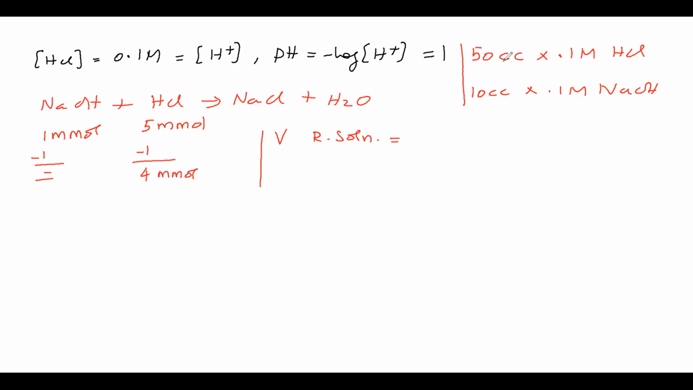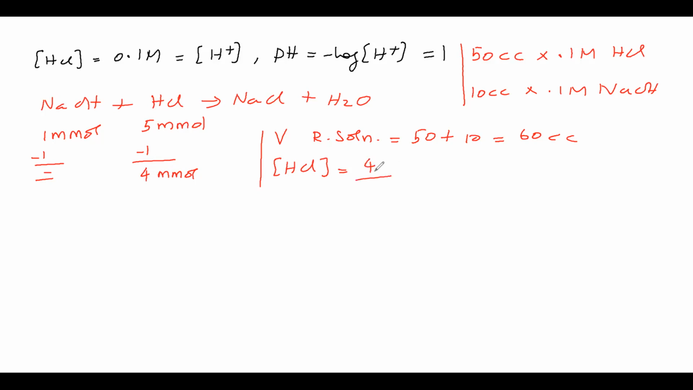50 cc of HCl we had taken initially in the conical flask, then we added 10 cc of sodium hydroxide. So totally 60 cc is the volume of the resultant solution. In the resultant solution, HCl is remaining. Therefore, we will find the concentration of HCl in the resultant solution. How many millimoles of HCl remain?